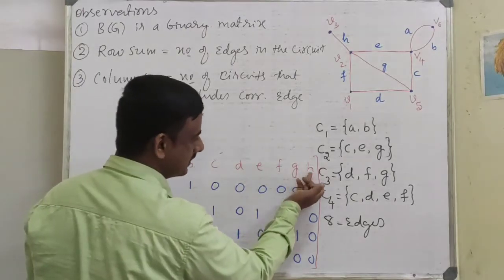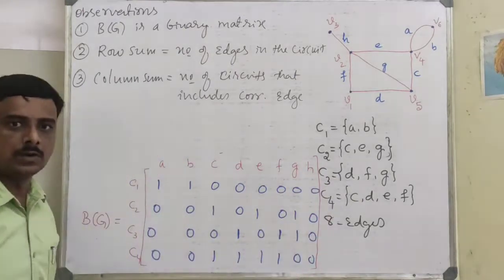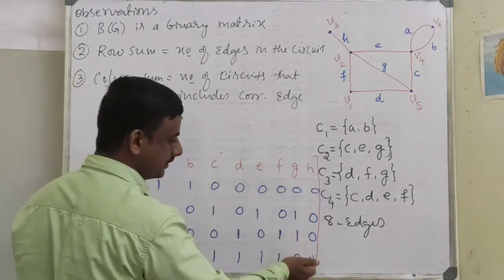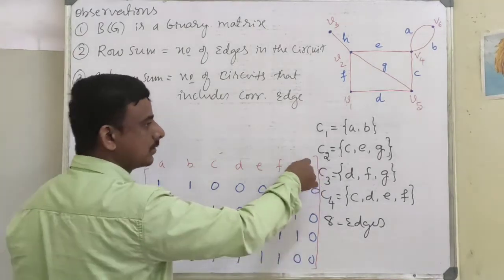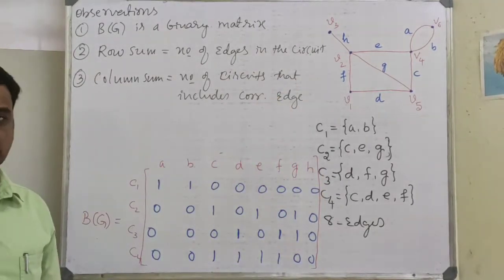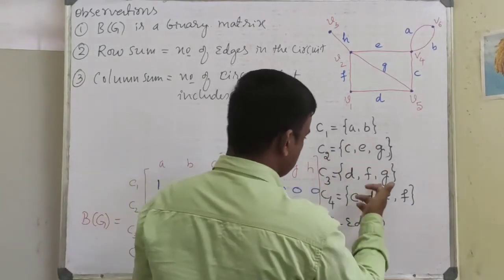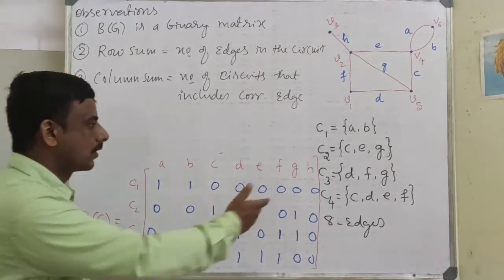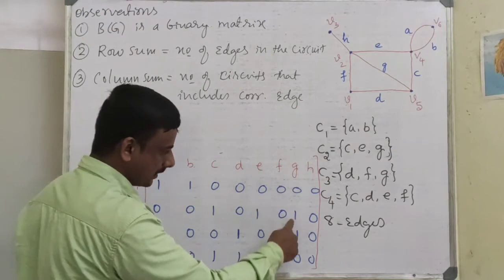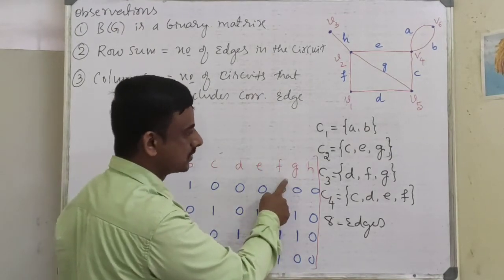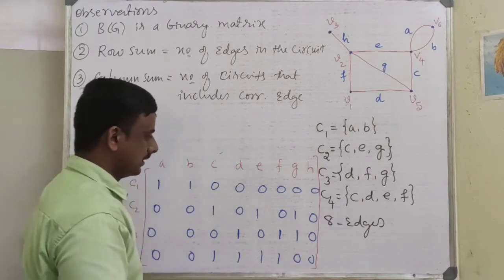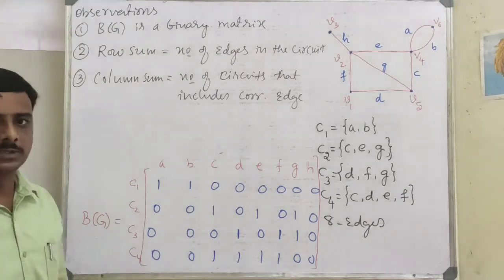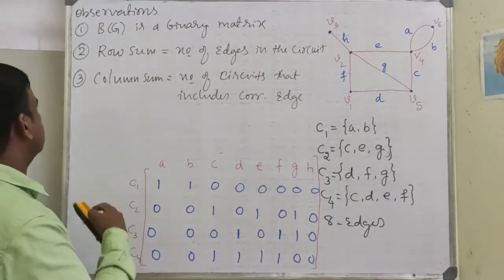But if we have the H column 0 0 0 0 0, that means column sum is 0. So here the column sum is 0 means this edge is not included in any circuit of the graph. So if we take 4 circuits, no edge is included here. ಇಲ್ಲಿ G column sum 2 ಇದೆ, ಅಂದ್ರೆ G is involved in 2 circuits, C2 and C3. Again C is involved in 2 circuits, sum is 2. So that's about the third observation.